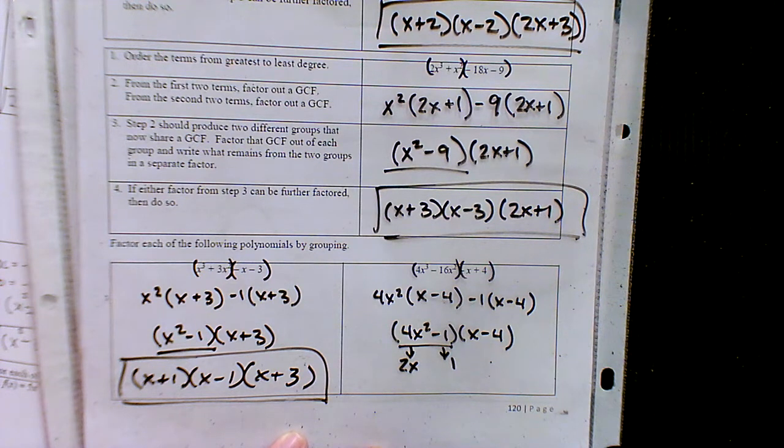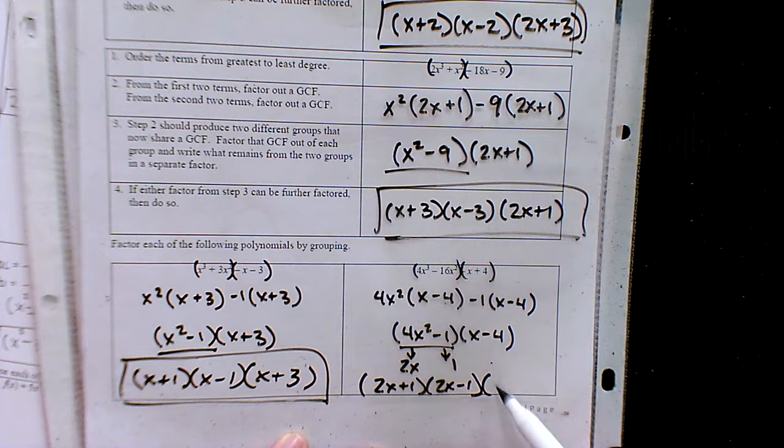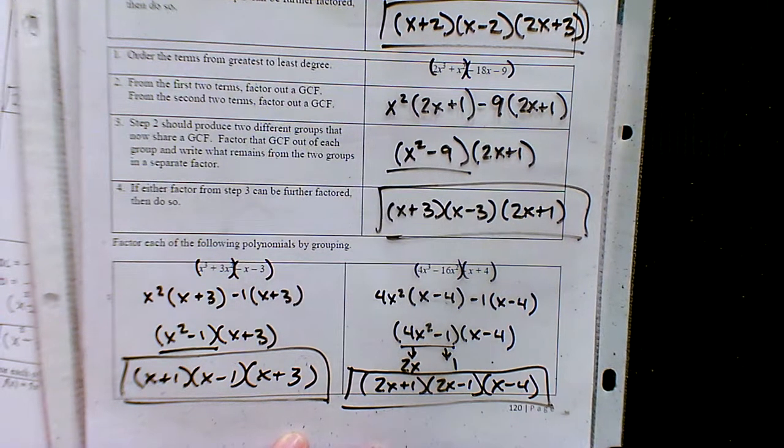Now, I know we're used to having difference of squares just being x squared minus something, but you can have a perfect square coefficient. Okay, in that case, you'll have a number in front of the x. So if these are the perfect squares, we'll have 2x plus 1, 2x minus 1, and then the x minus 4. How do we do? Good.